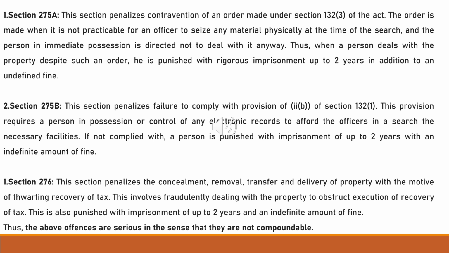Next point is Section 276. This section penalizes the concealment, removal, transfer, and delivery of property with the motive of obstructing the recovery of tax. This involves fraudulently dealing with the property to obstruct execution of recovery of tax. This is also punished with imprisonment of up to 2 years and an indefinite amount of fine. Thus, the above offences are serious in the sense that they are not compoundable in nature.